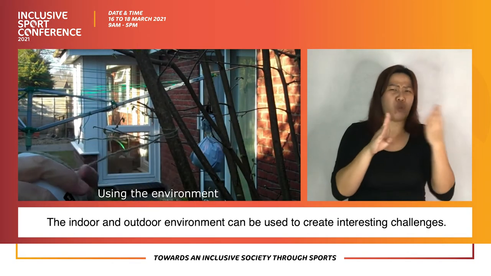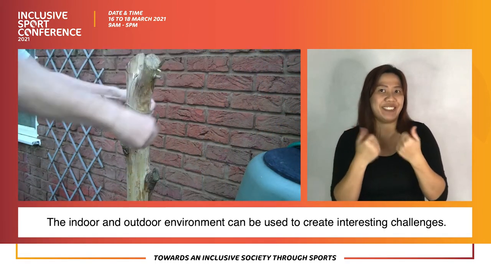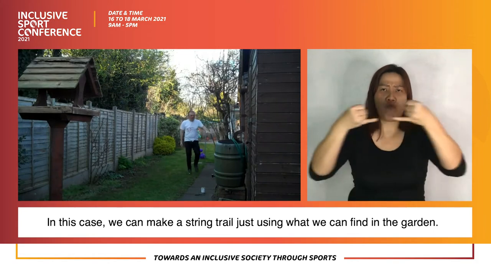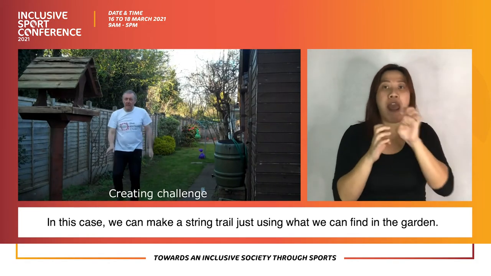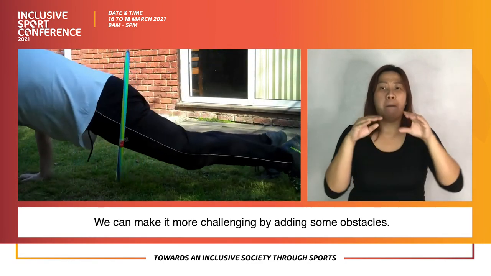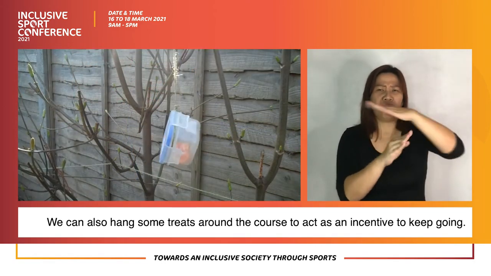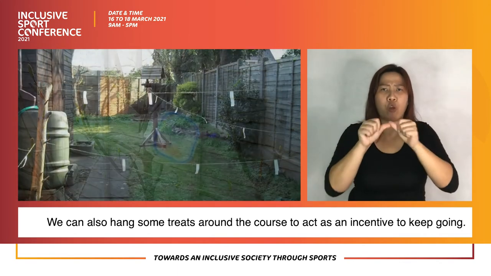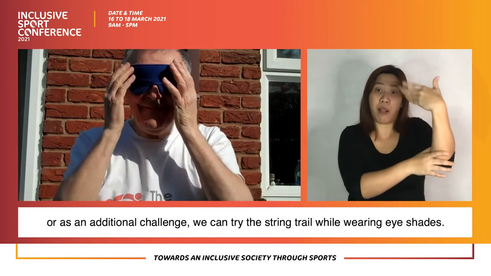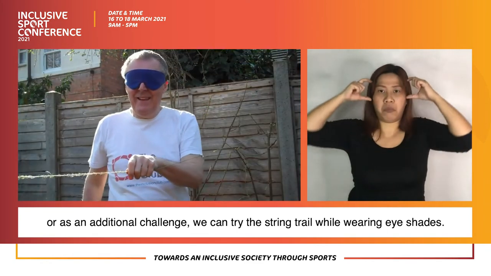The indoor and outdoor environment can be used to create interesting challenges. So in this case, we can make a string trail just using what we can find in the garden. We can make it more challenging by adding some obstacles, and we can also hang some treats around the course to act as an incentive to keep going. To make the course more visible, we can attach some small paper flags. Or as an additional challenge, we can try the string trail whilst wearing eye shades.